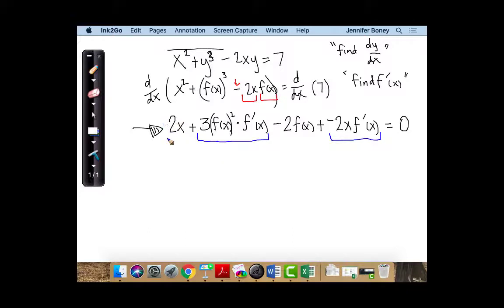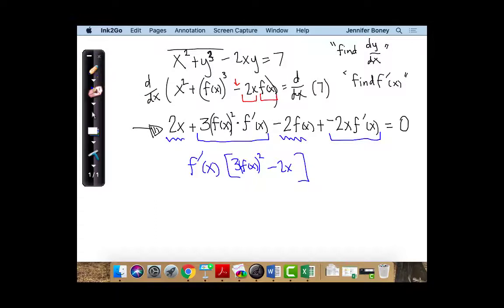They're not precisely like terms, but I'm going to move these both over to the right-hand side of the equation where there's currently a 0. And these two terms that have f prime of x in them, I'm going to leave them on the left-hand side, but factor out f prime of x from them. So from this term, that leaves 3f of x squared. And from this term, that leaves minus 2x.